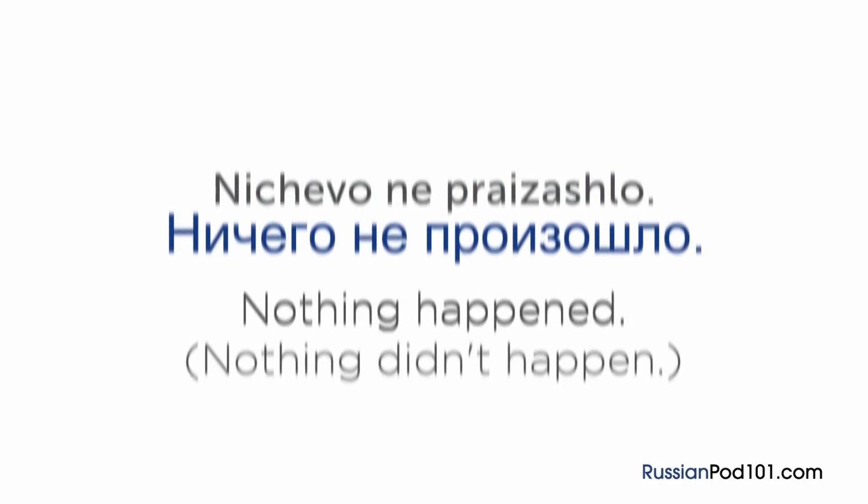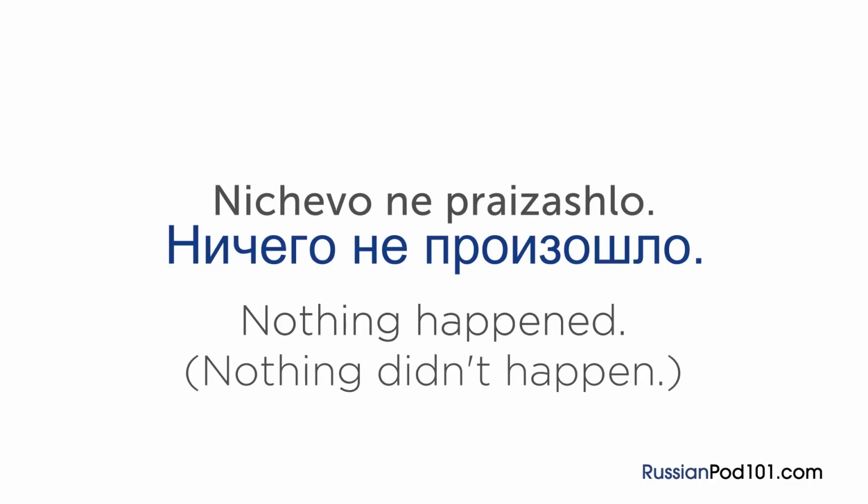Unlike English, Russian permits double negatives. So in English, you would say, nothing happened. But in Russian, we would say, nothing didn't happen. Ничего не произошло. You can form many basic negative sentences in Russian by placing no before the verb.